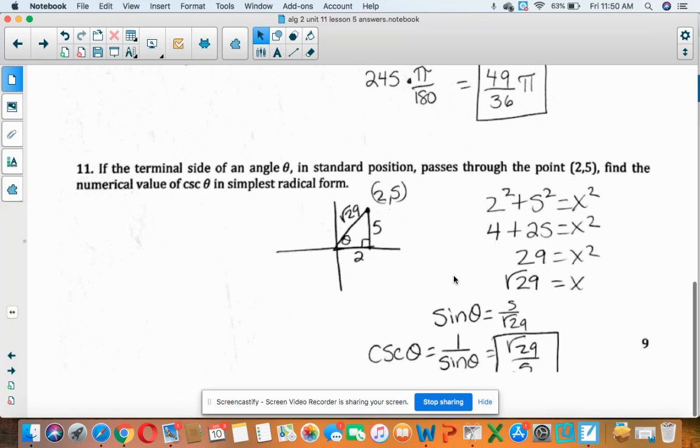Now, cosecant is the inverse of sine. So I'm going to do the sine. The sine of theta is opposite over hypotenuse. And cosecant is the inverse, so it's actually hypotenuse over opposite. So it's radical 29 over 5. That's a 5 right there. Okay, and those are the answers for lesson 5 homework.